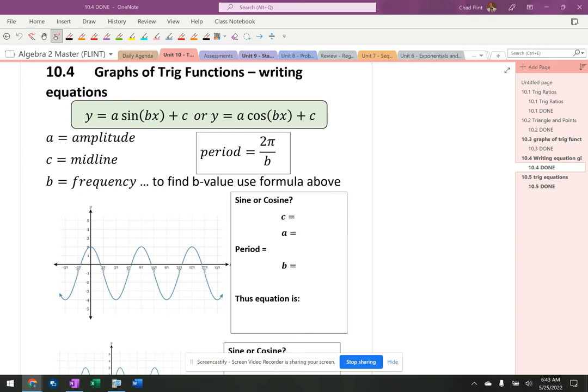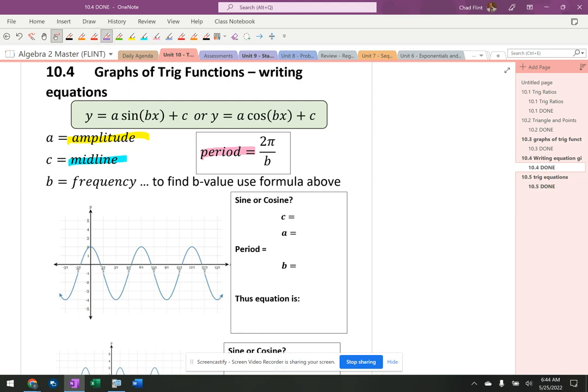Right, so with these graphs, when I want to actually draw one of them, I want to look at what's happening in the equation, and then find the amplitude, the midline, and the period. Those are the three that are the most important to me. So amplitude, midline, period, and then I'll deal with the rest.